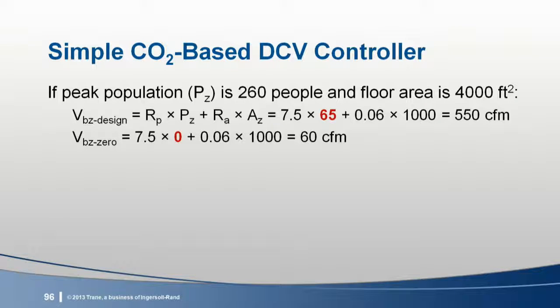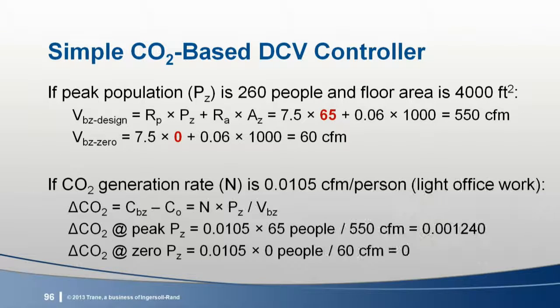A proportional controller, like the one shown in the 62.1 user's manual, can be designed by simply finding the breathing zone outdoor airflow required at peak population and at zero population. This example zone needs 550 CFM of outdoor air when all 65 people are present, but it only needs 60 CFM when the zone is unoccupied, but the ventilation system is still operating.